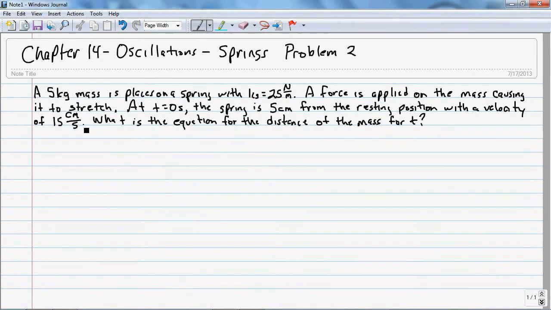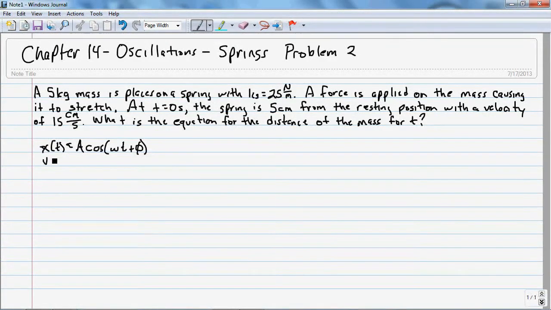We want to find the equation for the distance of the mass in terms of t. So let's look at our general formula. x as a function of t is equal to a cosine of omega t plus phi. And we know the distance at t equals 0, and we know the velocity at t equals 0. So we're going to have to use the velocity function here.